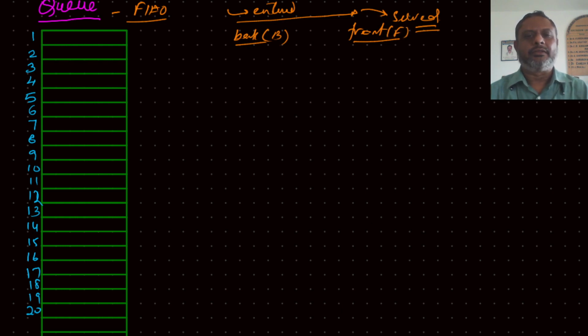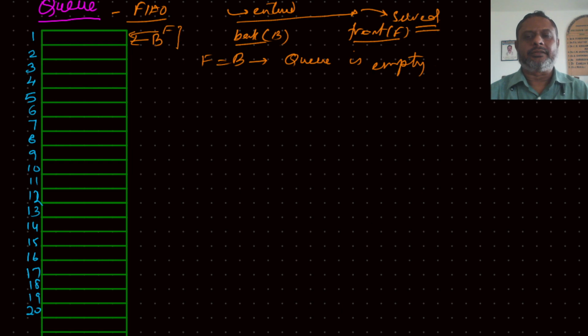So to start with, we know where the next space to be entered is. The next space to be entered happens to be this. So this is the place when we get a data to be entered, and when we want to extract data, where should we extract from? It has to be the front only. So both front and back being the same means the queue is empty. This is possible only when the queue is empty.